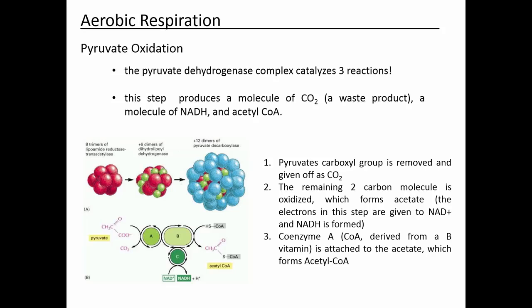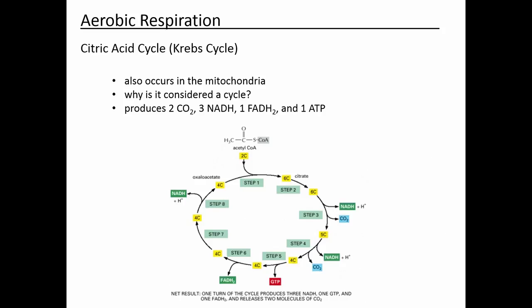I just want you to know again the overall process over here: what do you start with, what do you end with, and what do you produce during the process. Okay, so per glucose molecule, pyruvate oxidation is going to produce 2 NADHs, 2 carbon dioxides, and 2 acetyl coenzyme A's. Okay, so we said that the acetyl coenzyme A's are going to be the starting material for the Krebs cycle, or the citric acid cycle.